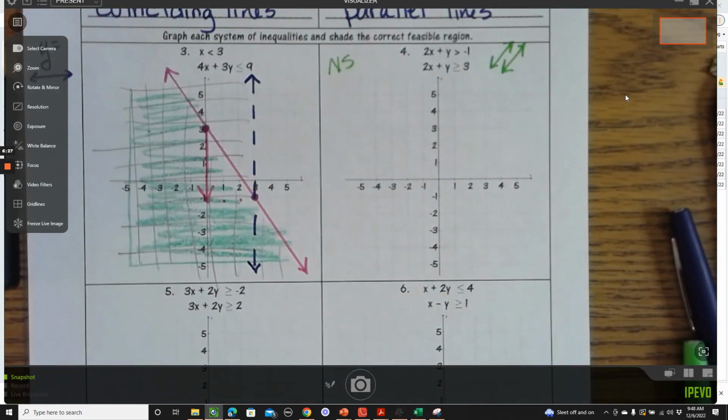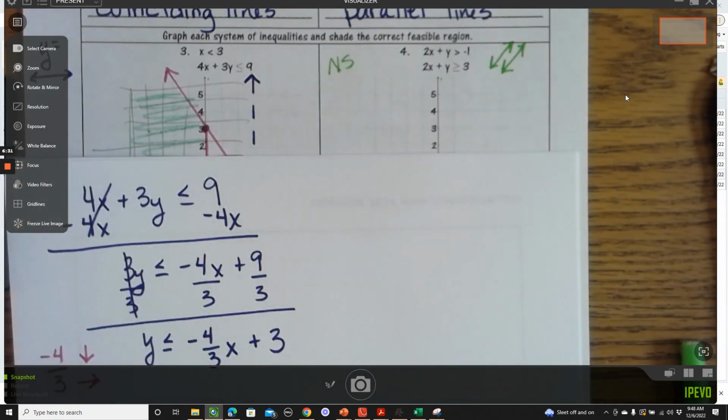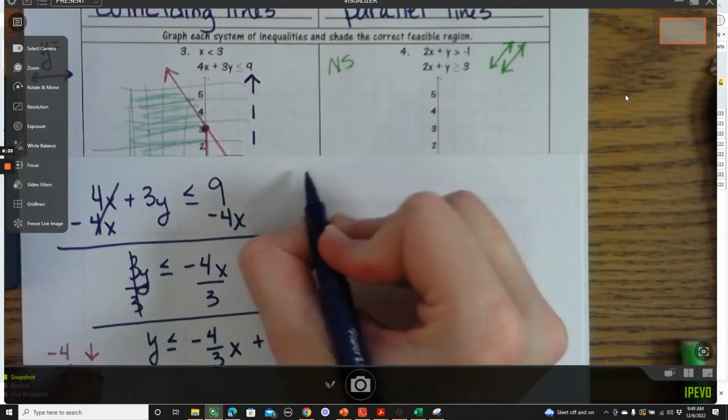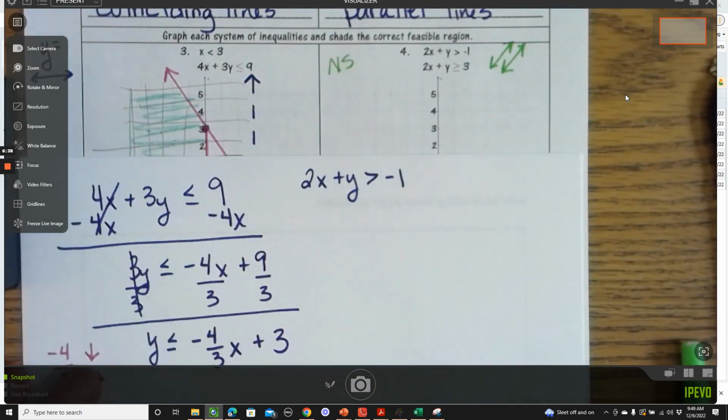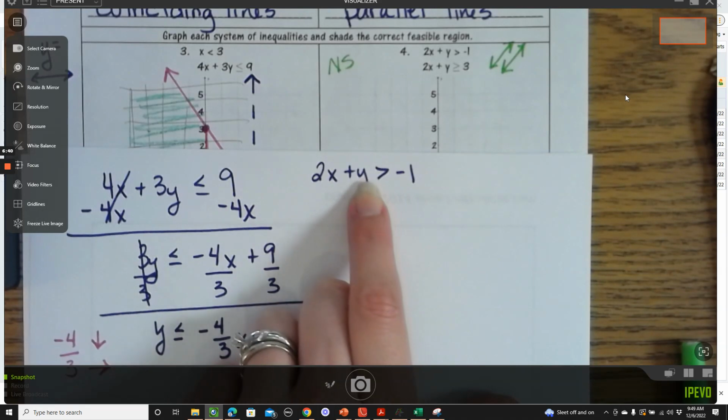All right, so let's convert them. So 2x plus y greater than negative 1. I need y by itself. What do?